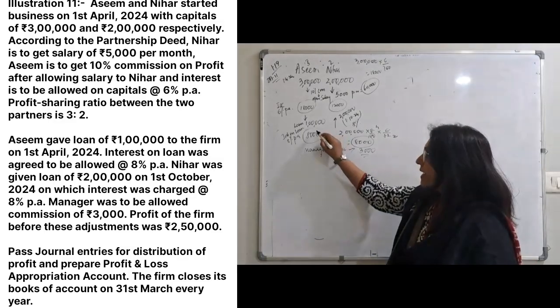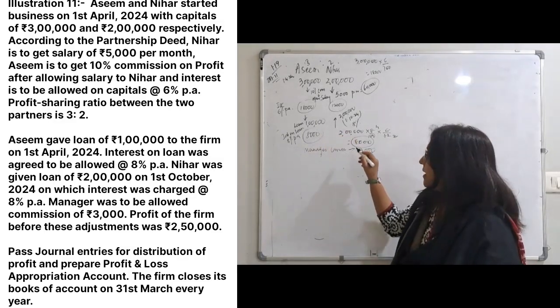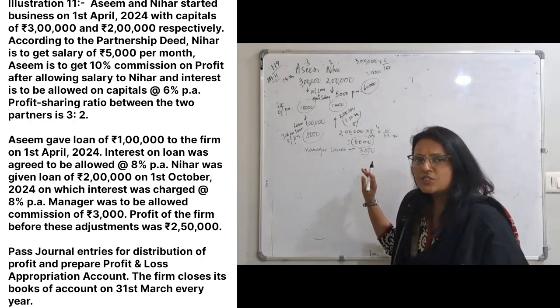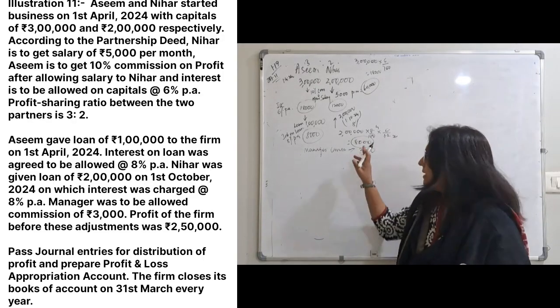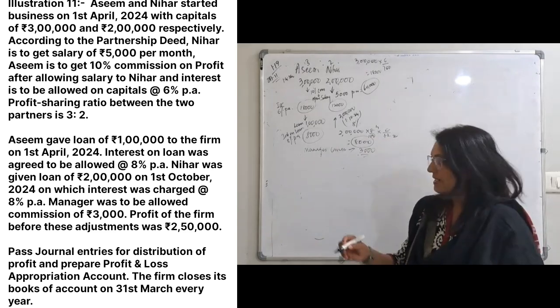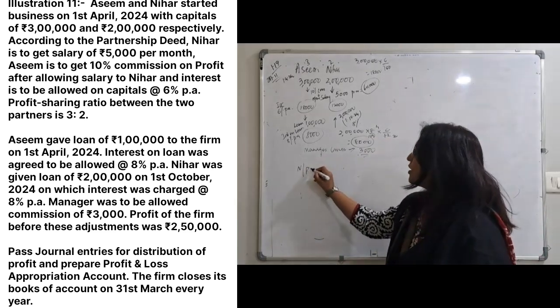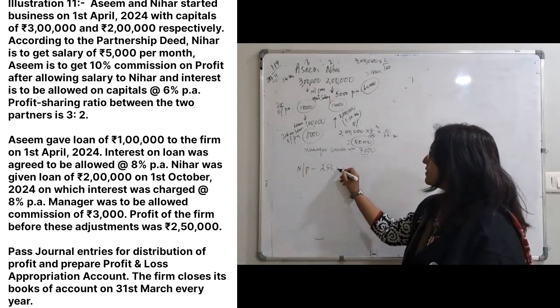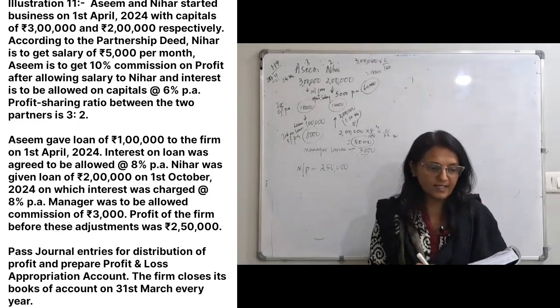Now, interest on loan and manager's commission is a charge against profit. This is an income for us. So let's check. How much is the net profit? Net profit is 2,50,000, which is given to us before all the adjustments.